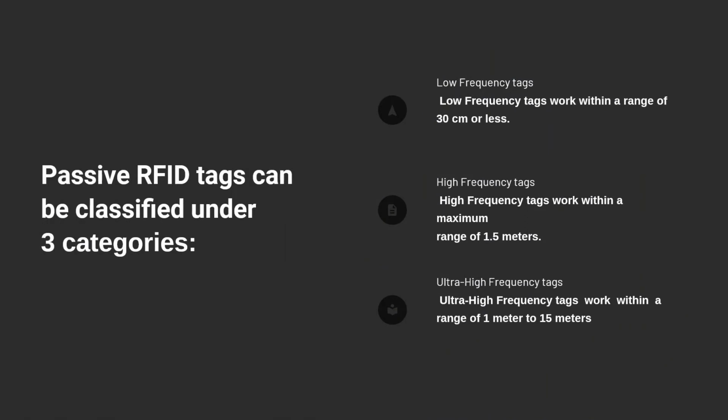These passive RFID tags can be classified into three broad categories, and these three categories differ mainly based on their different ranges. Low frequency tags. Low frequency tags work within a range of 30 cm or less. This frequency is typically used with animal tracking because it is not affected much by water or metal.